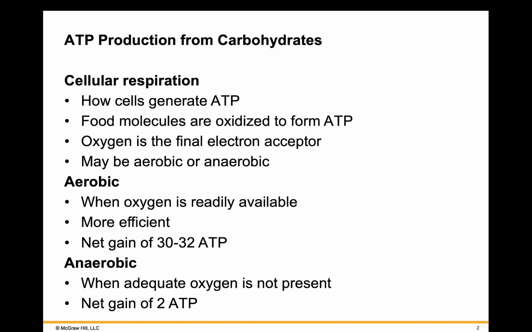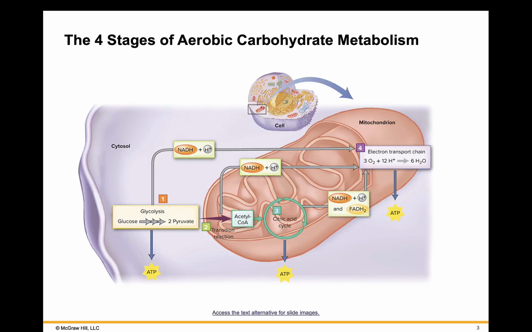And aerobic is when energy or oxygen is readily available. It's much more effective. And generally, we're going to see a net gain of 30 to 32 ATP. Don't get caught up in the numbers, okay? Anaerobic, when oxygen is not adequate or present, then we're only going to get a net gain of 2 ATP. This is through the process of lactate formation. And keep in mind, 2 ATP is better than no ATP.